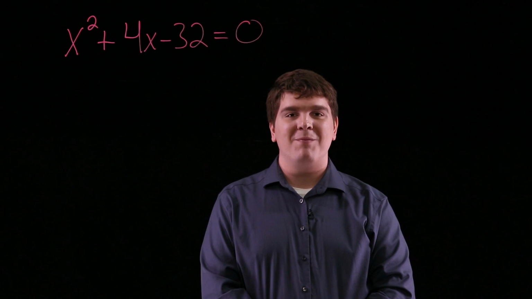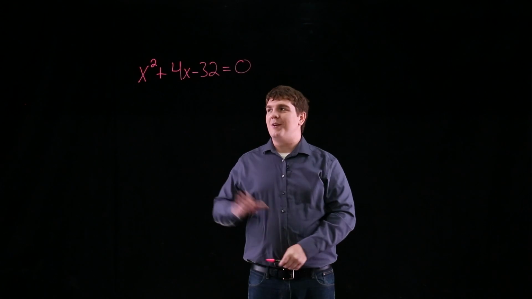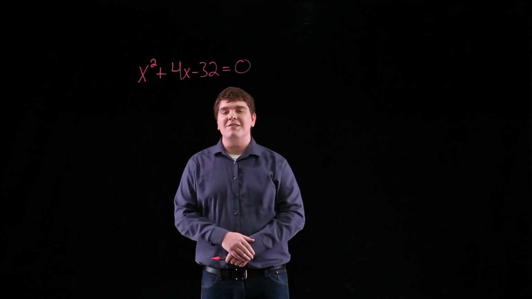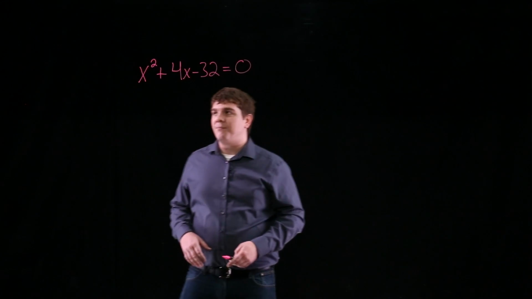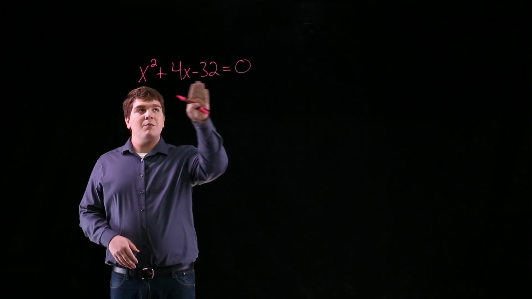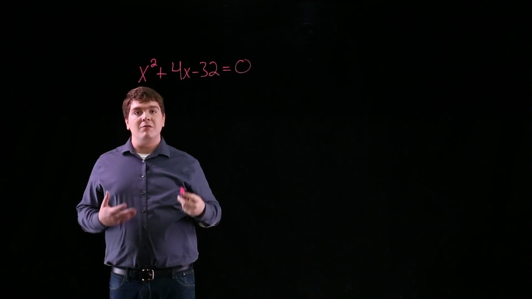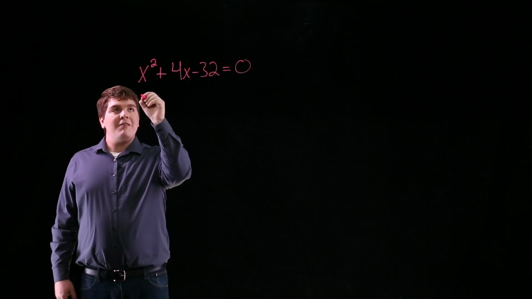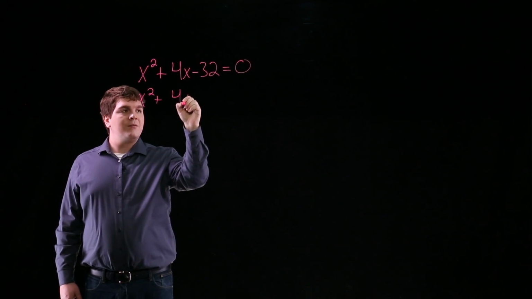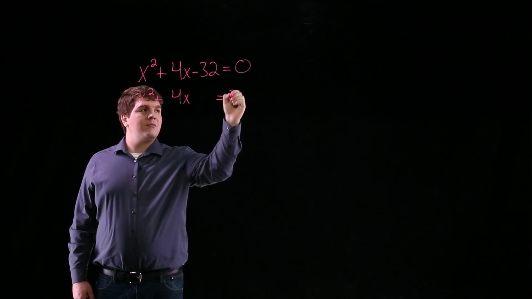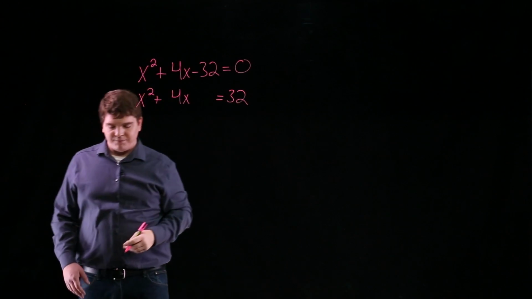Hi, my name's Gabe. For this problem, we're going to solve the equation x squared plus 4x minus 32 equals 0 by completing the square geometrically. So what we want to do is first add 32 to both sides of our equation, leaving us with x squared plus 4x is equal to 32.